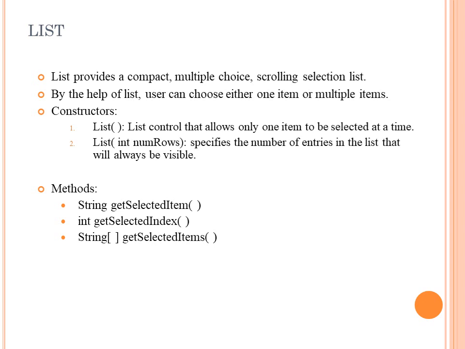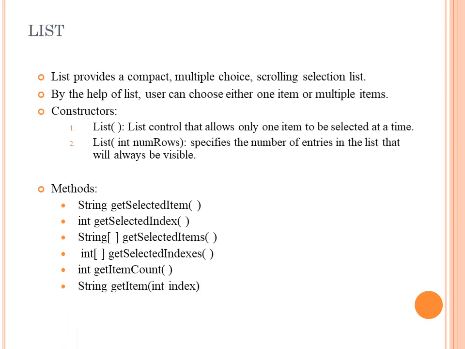Similarly, if you want to get multiple selected indexes, we write int array getSelectedIndexes. Next one is int getItemCount, meaning how many items have been listed in your list can be fetched using the method int getItemCount. Next one is string getItem, meaning if you want to fetch the name of the item, you have to write string getItem.